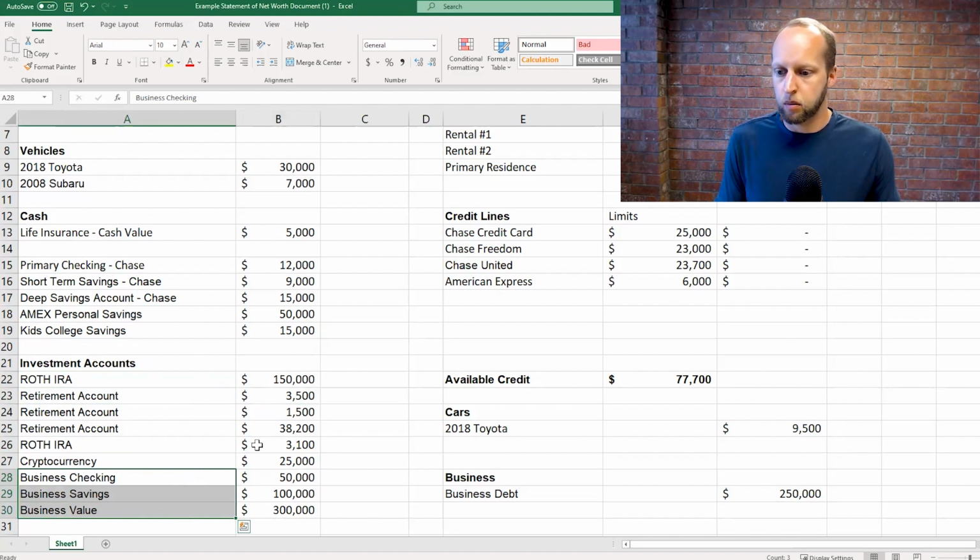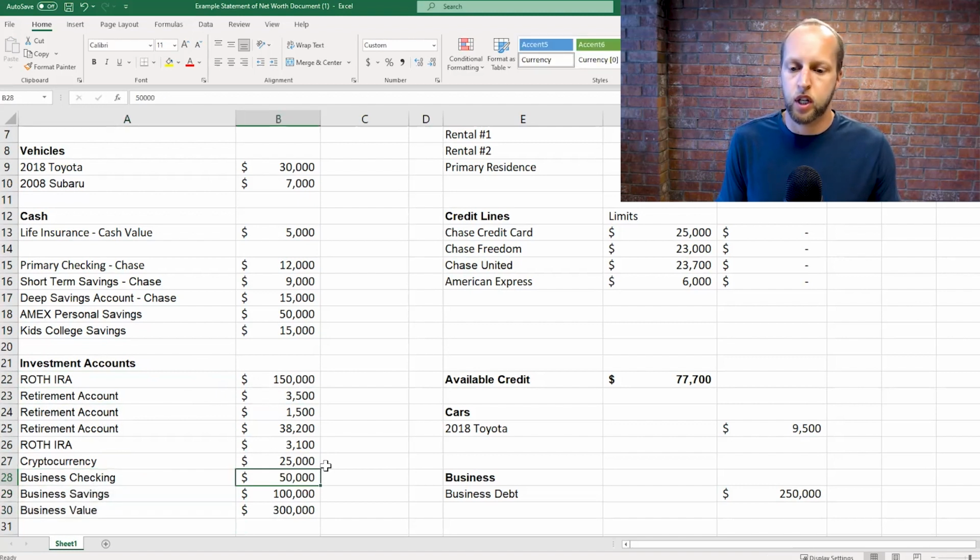So in this case, one of them has a business. So they have a business checking account, savings account. And then there's also a value associated with the business. So if you have a business and you were to just sell your business, this would basically be the amount that you could get for it. So in this example, they could sell that business for $300,000.